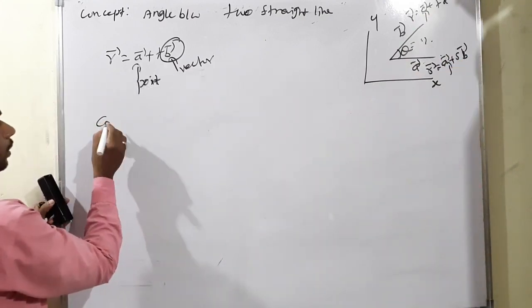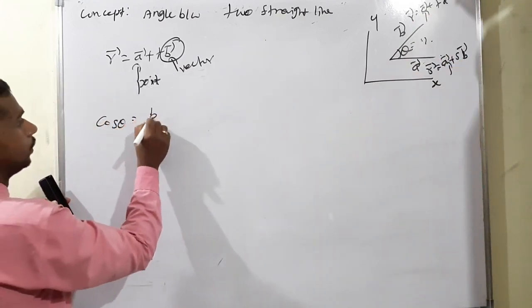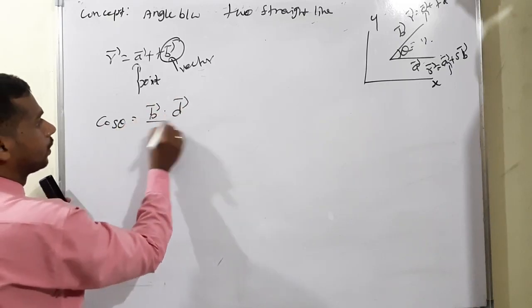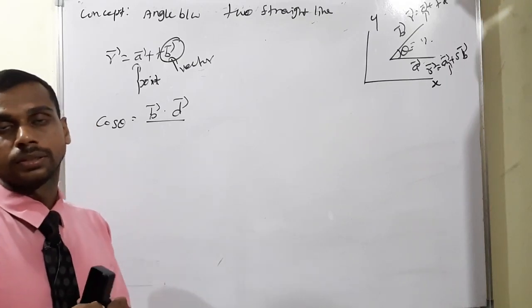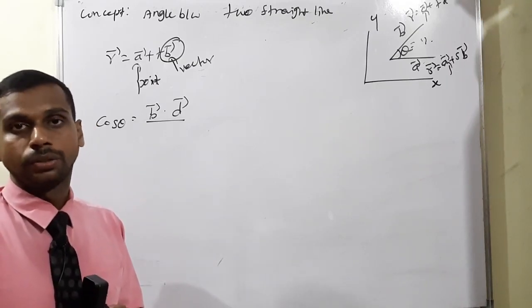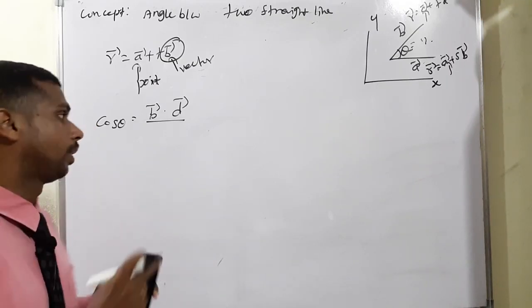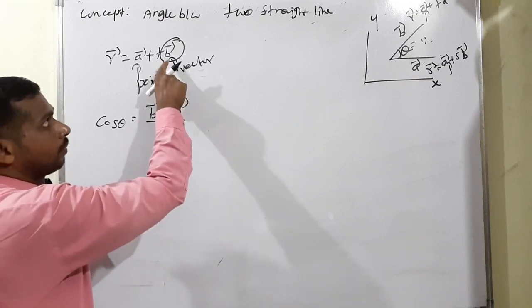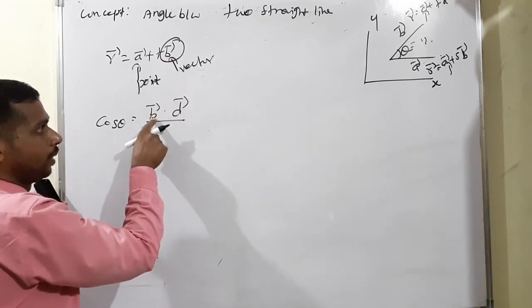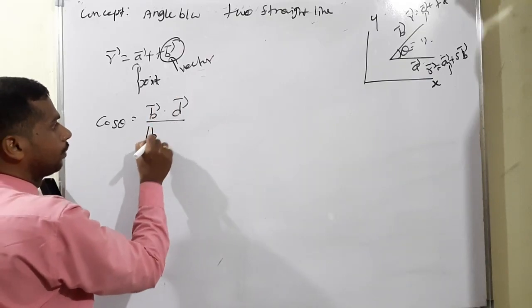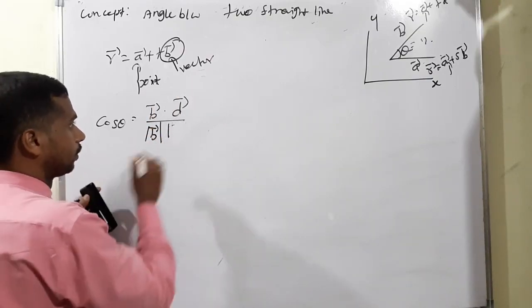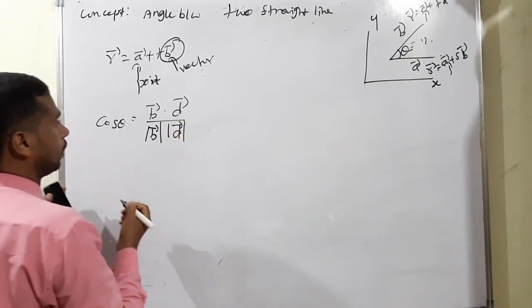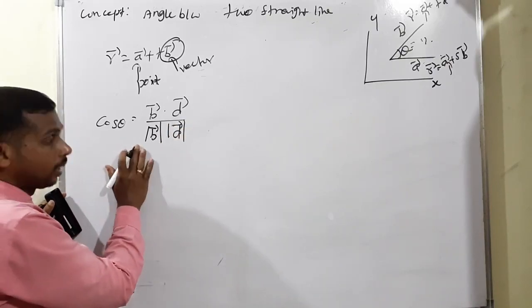Therefore, how to write the formula? Cos theta is equal to B vector dot D vector divided by, already we know the dot product formula: A vector dot B vector is equal to modulus of A vector into modulus of B vector into cos theta. Therefore, for the vectors of the lines, B vector and D vector, it is B vector dot D vector divided by modulus of B vector into modulus of D vector.